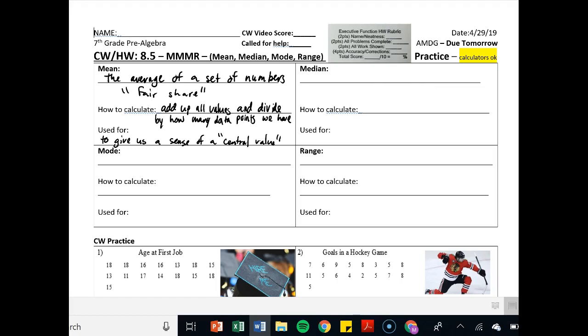So, for instance, if I have a whole bunch of different data points based on my grades, a mean or an average would, if I add them up and divide by it, tell me on average what I'm usually getting in that class. Next is the median.